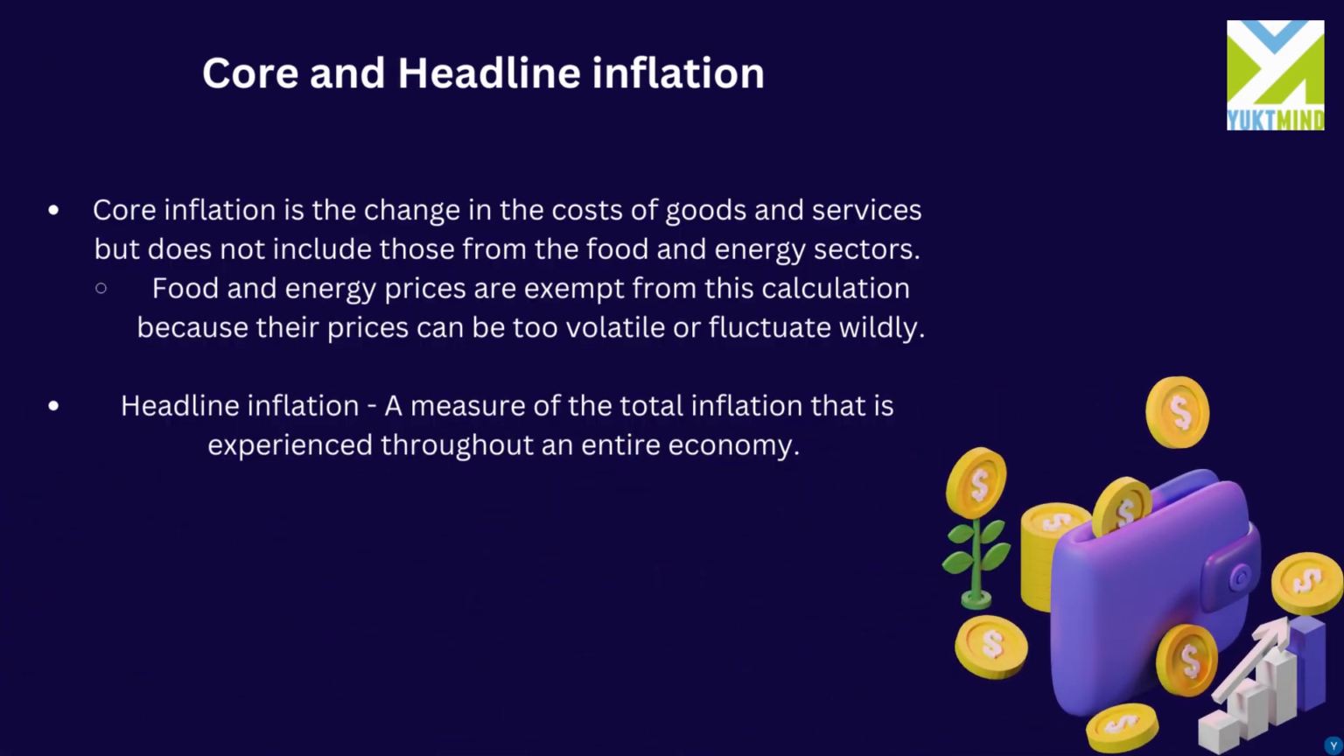Now we discuss core and headline inflation. Both these topics are related to consumer price index. So core inflation is a change in the costs of goods and services but does not include those from the food and energy sectors. So basically under core inflation from the CPI basket, which has six components, we exclude two components of food and beverages and fuel and light. So, food and energy prices are exempt from this calculation because their prices can be too volatile or fluctuate wildly.